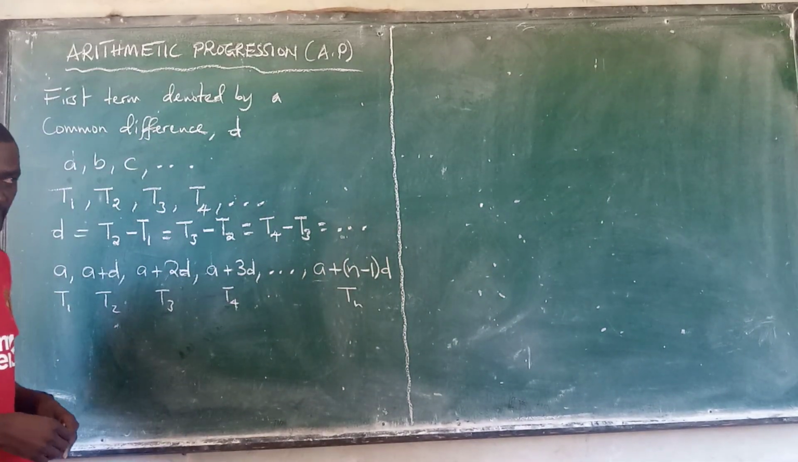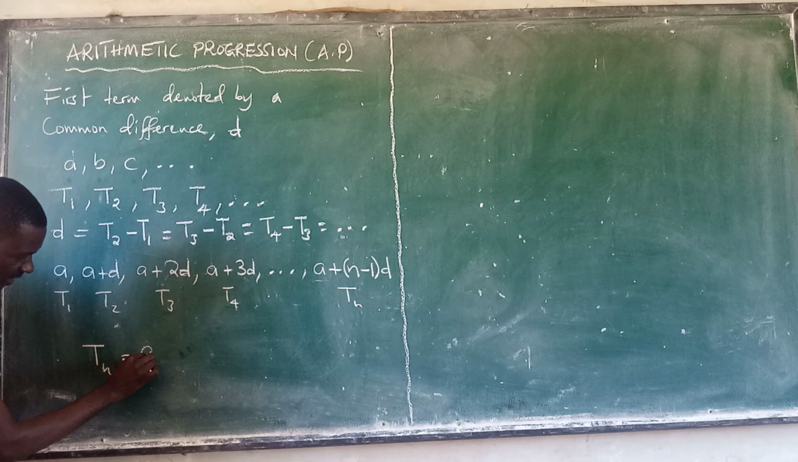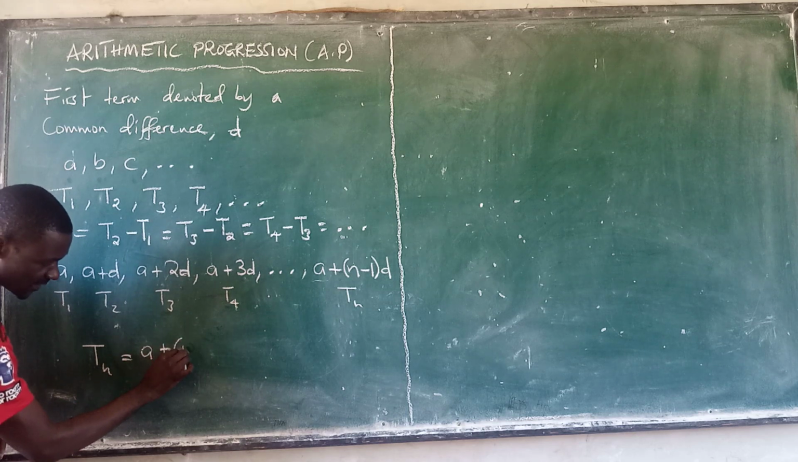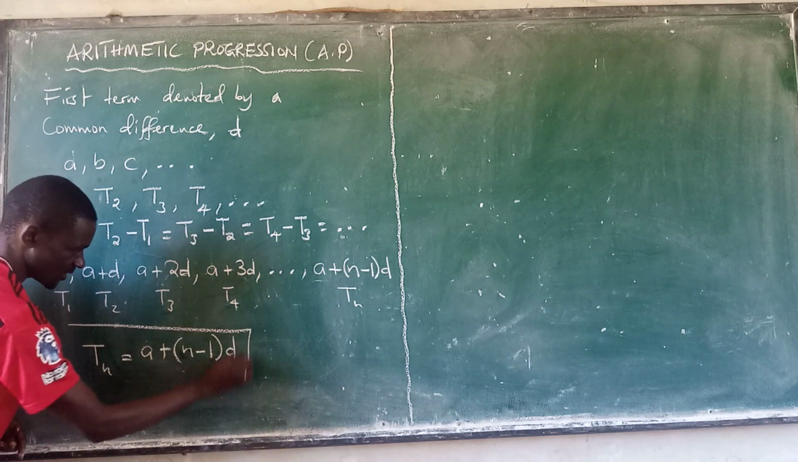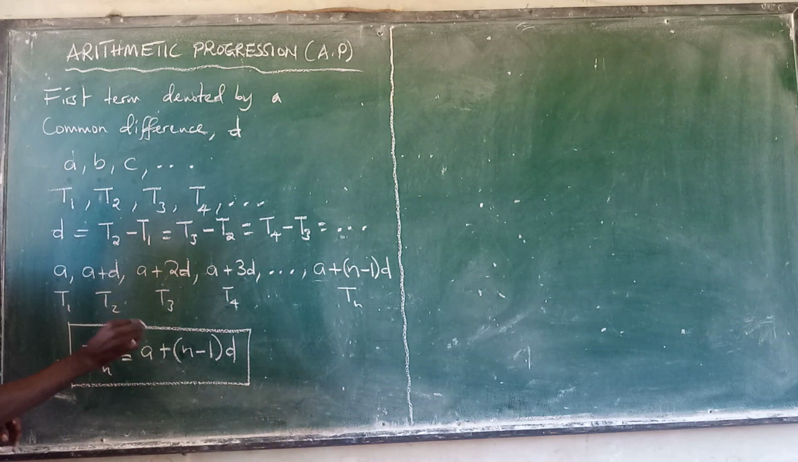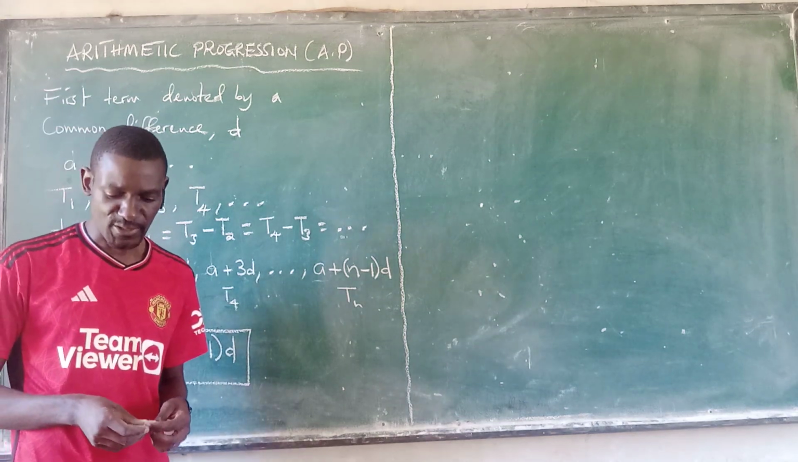And so the formula for the nth term will simply be given by Tn is equal to A plus open brackets n minus 1 close times D. So this formula is very, very important. You need to know it very well.